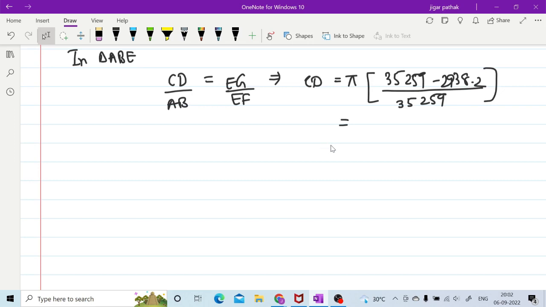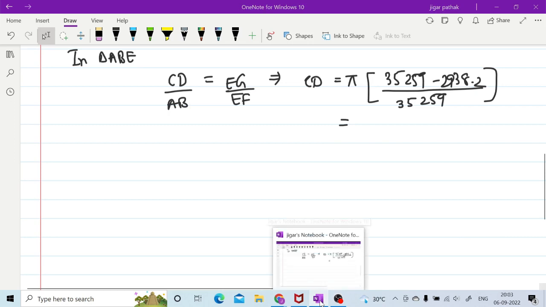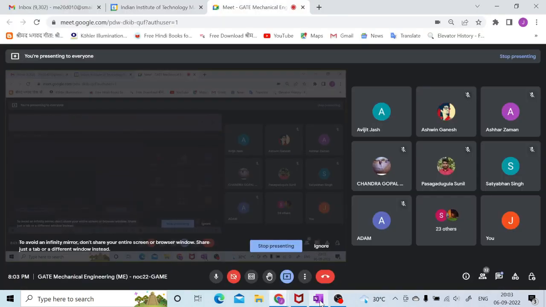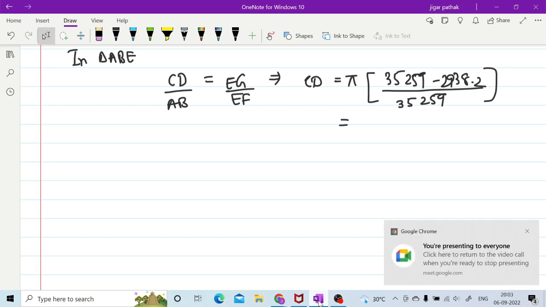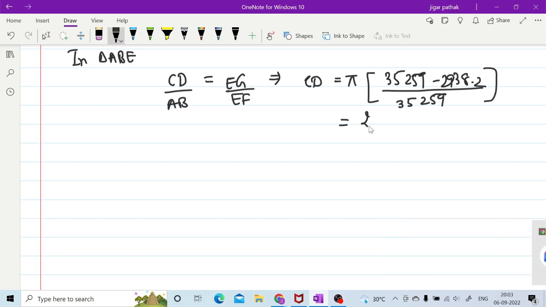Can you tell me what is this CD? Solving. Sir, 2.88 radian it is coming. Yes, sir, 2.88 radian, right?